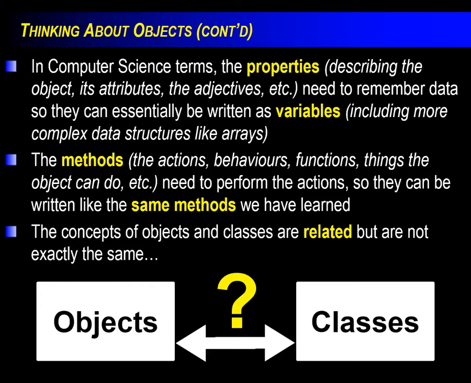Methods, well, we already know what a method is in computer science. We know how to write them. We know that they can return stuff. They can have parameters if we need them. So that fits nicely as well. So properties are the variables and arrays. Methods are methods. Now, the next point I want to make is, what's the difference between an object and a class? They seem to be the same idea, but they're kind of not. And here's what I mean by that. I'm going to grab these two things again.